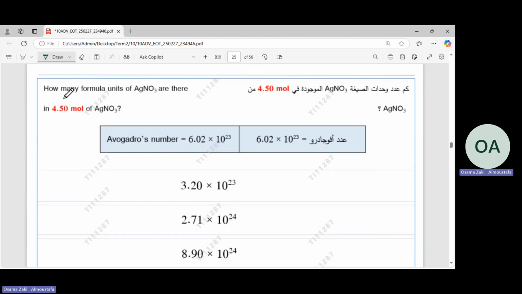Here, how many formula units? And we have the moles. Same procedure, same steps. So 4.50 mole times 6.02 times 10 to the power 23 over 1 mole. You can cancel the mole to get the answer here.